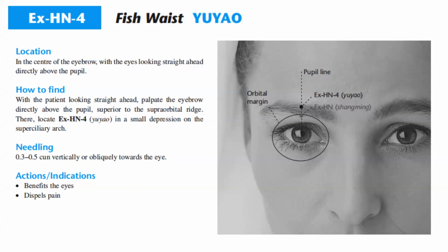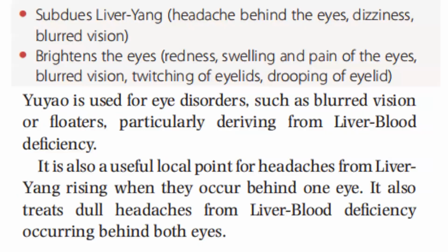Needling: 0.3 to 0.5 cun vertically or obliquely towards the eye. Actions and indications: benefits the eyes, dispels pain. Yuyao subdues liver yang, so this is good for headache behind the eyes, dizziness, blurred vision. It brightens the eyes for redness, swelling, and pain of the eyes, blurred vision, twitching of eyelids, drooping of eyelid.